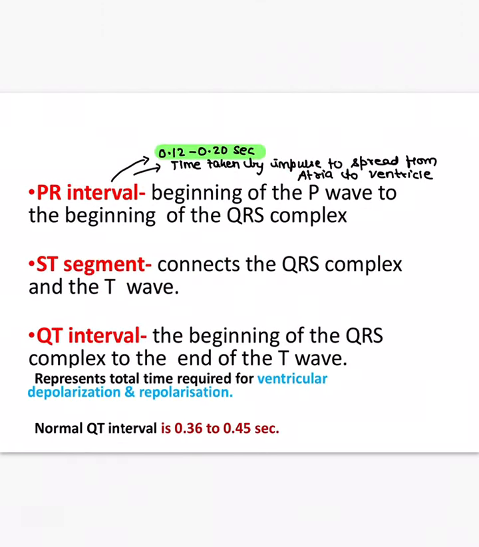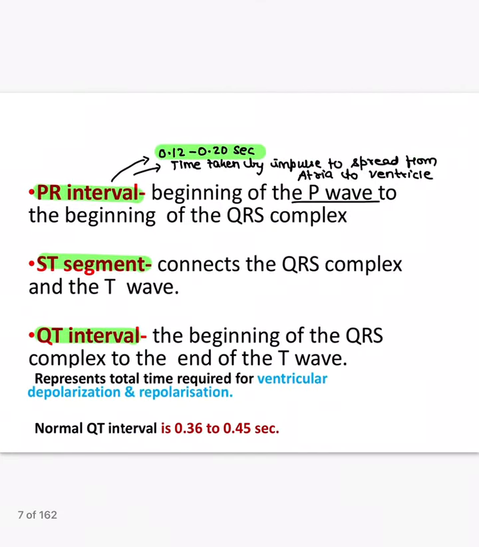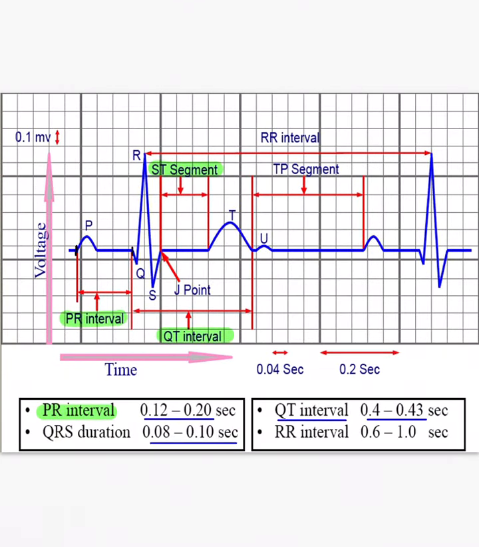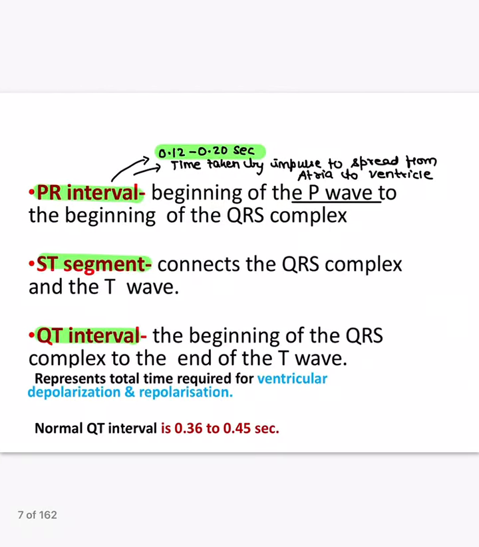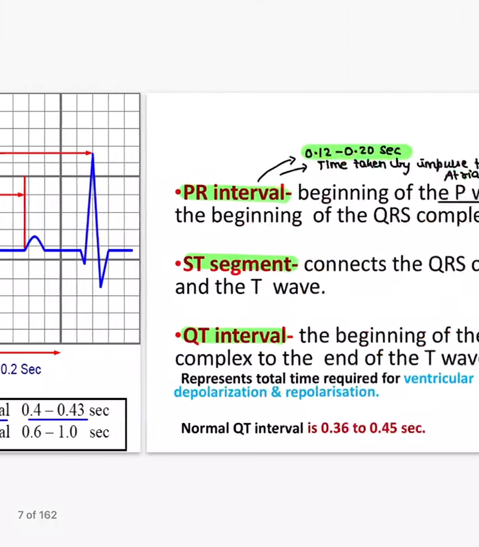We'll read about the PR interval, ST segment and QT interval. These are the things that change in the ECG. What does the PR interval mean? This is the PR. From here the wave is starting, and the PR interval is the time taken for the impulse to spread from the atria to the ventricles, from the SA node to the AV node. This time taken is the PR interval.